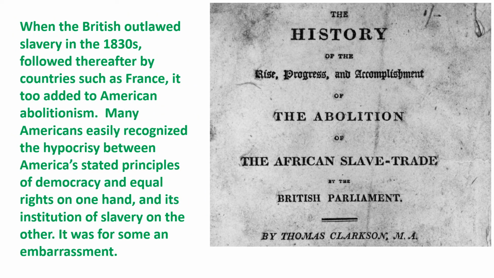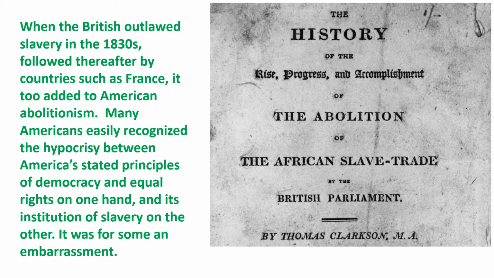In the early 1800s, Great Britain outlawed the African slave trade, and a few years later in the 1830s outlawed slavery in their country and their colonies. Other European countries soon followed, such as France. This all added momentum to American abolitionism. Many Americans easily recognized the hypocrisy between its stated principles of democracy and equal rights on the one hand, and the institution of slavery on the other. I mean, it was for many Americans just a national embarrassment. Shown here is a history of the British Parliament's efforts to get rid of the African slave trade.